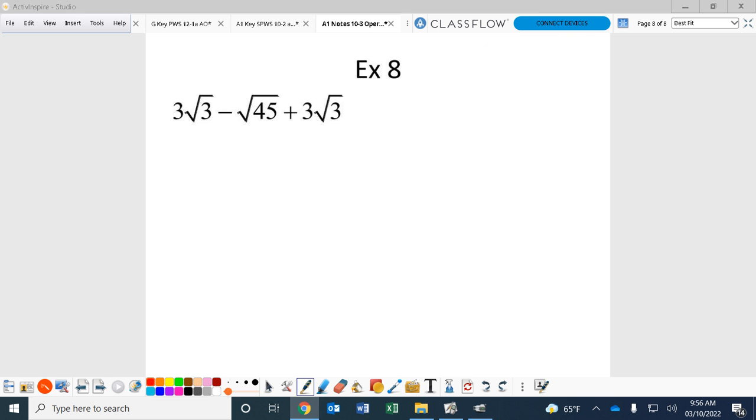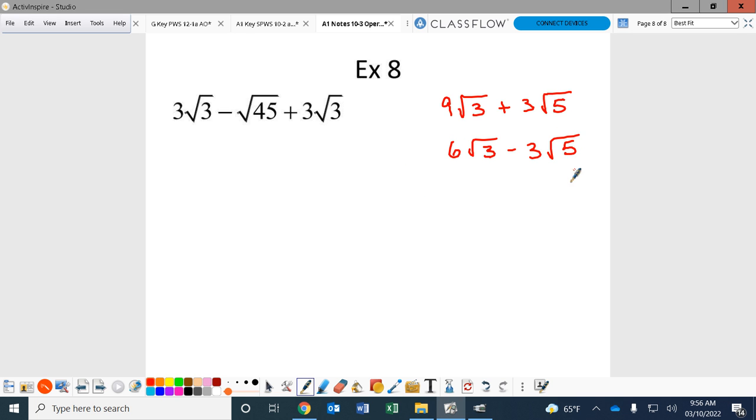Anybody got one? Yep. 9 square roots of 3 plus 3 square roots of 5. Anybody got a different one? Ian? 6 square roots of 3 minus 3 square roots of 5. That's what you got?